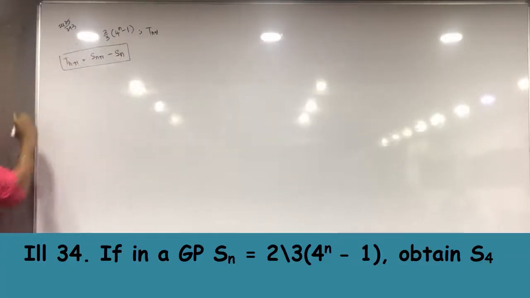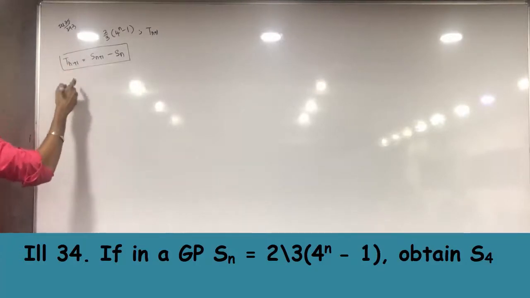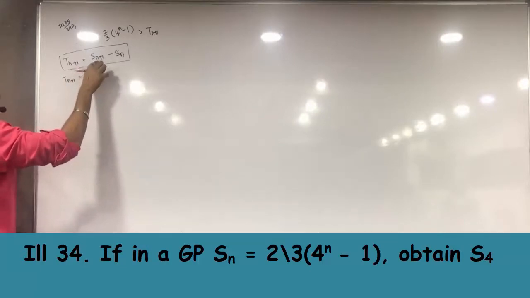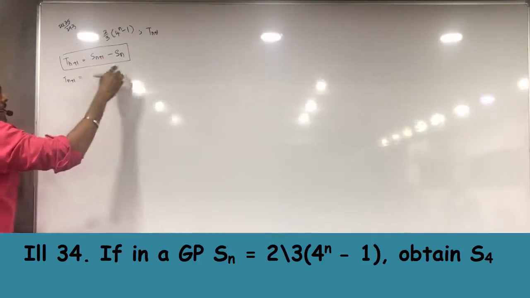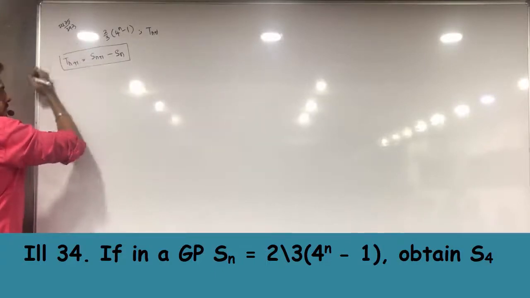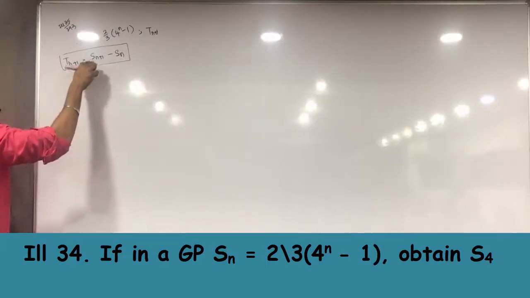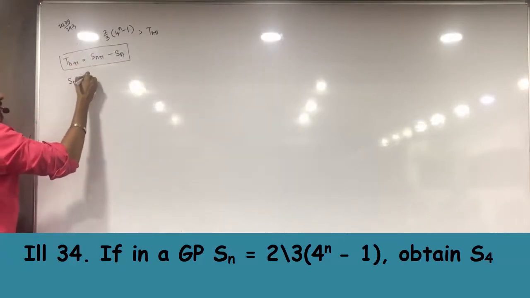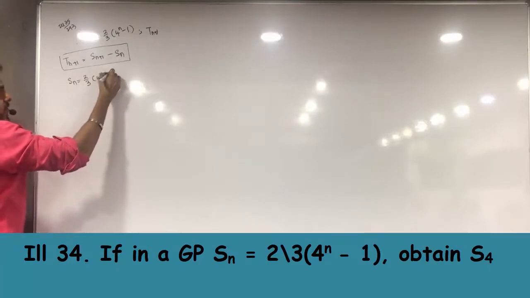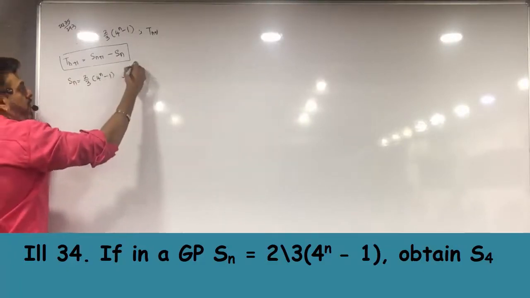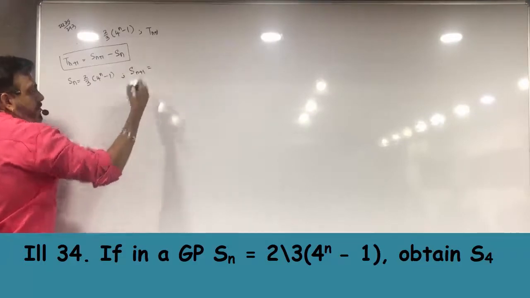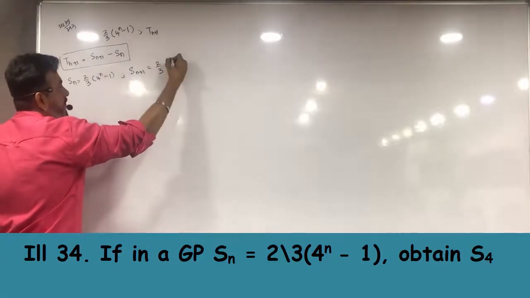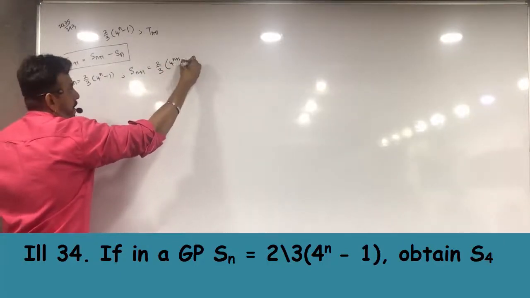This is the rule. So what we will do? Over here, Tn plus 1 is what we have to find, is equal to Sn plus 1. Now, before I write this, wait. Tn plus 1 is equal to Sn plus 1 minus S of n. Now we already know what is S of n: 2 by 3, 4 raised to n minus 1. So what will be Sn plus 1? Again 2 by 3. Instead of 4 raised to n, it will be 4 raised to n plus 1 minus 1.